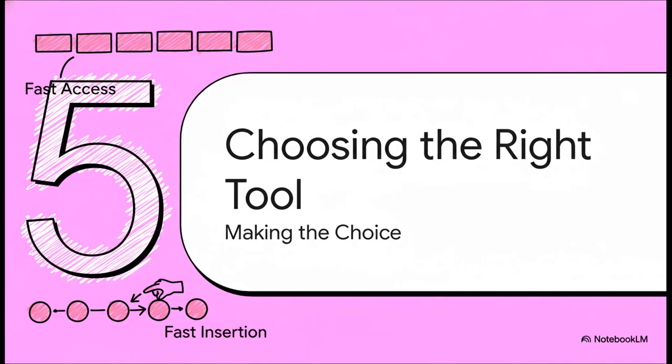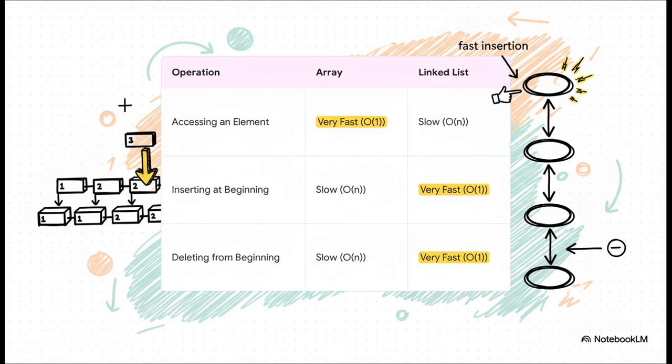So, what have we got? We have 2 totally different ways to store a list of things. Each one has a massive, game-changing advantage, and each one has a pretty significant drawback. And this brings us to the absolute core of what good software engineering is all about, choosing the right tool for the job. This table lays out the final showdown perfectly. If you need to jump to any element instantly, the array is the undisputed champion. But if you need to add or remove things from the start of the list all the time, the linked list wins hands down.